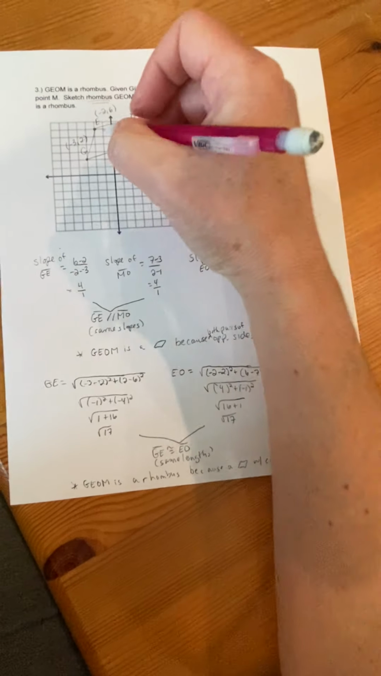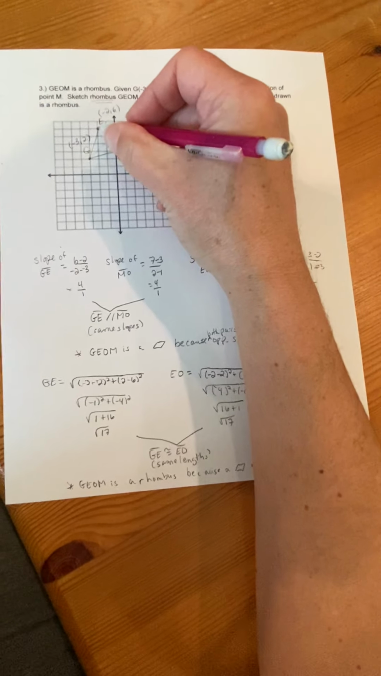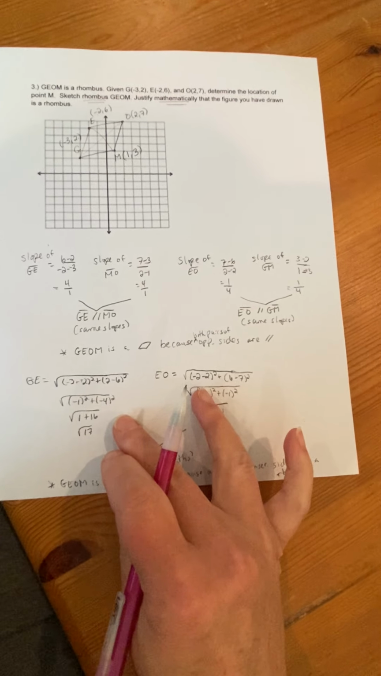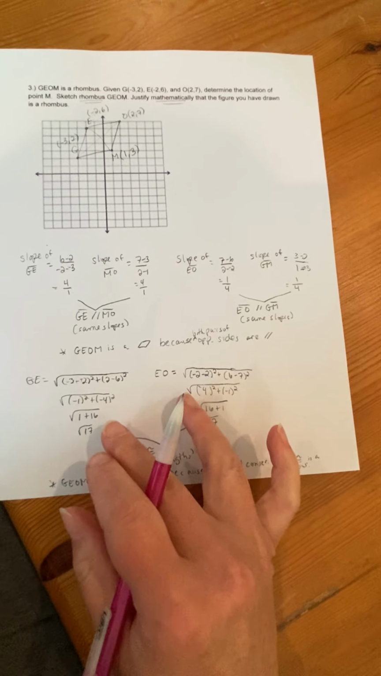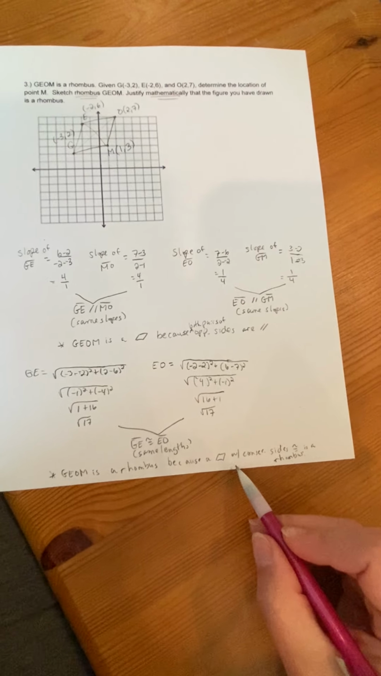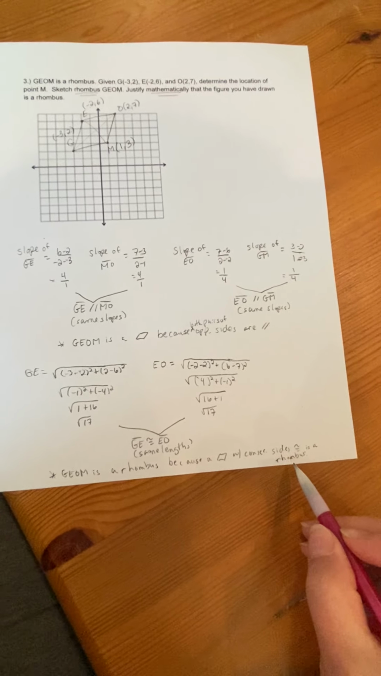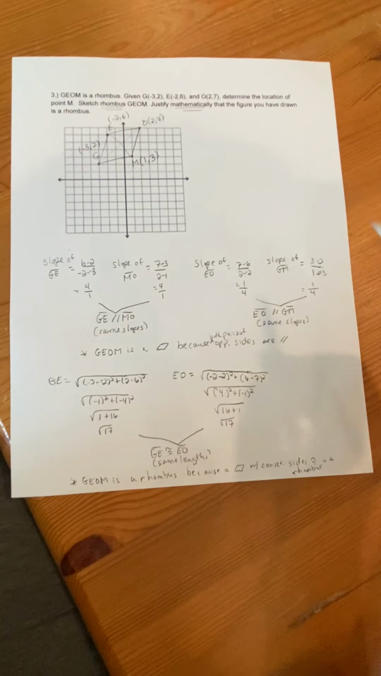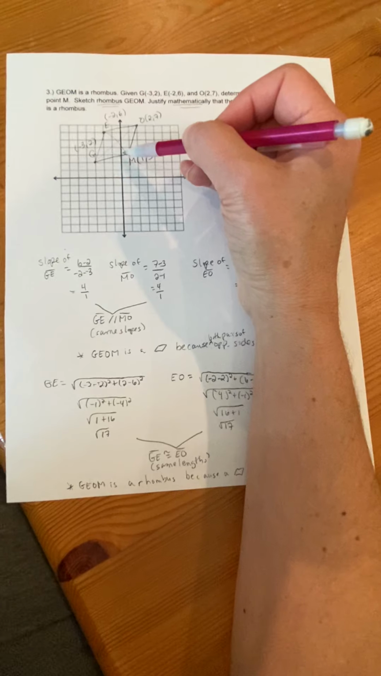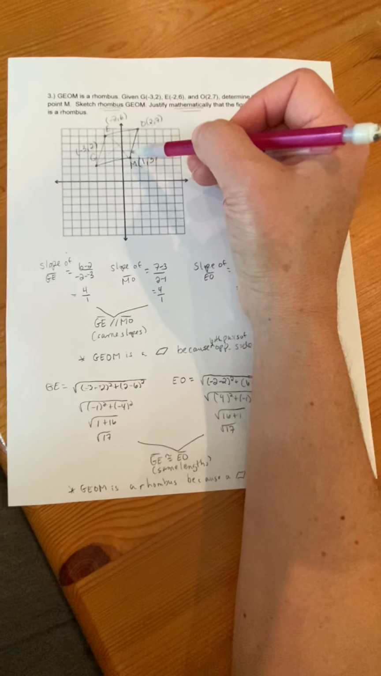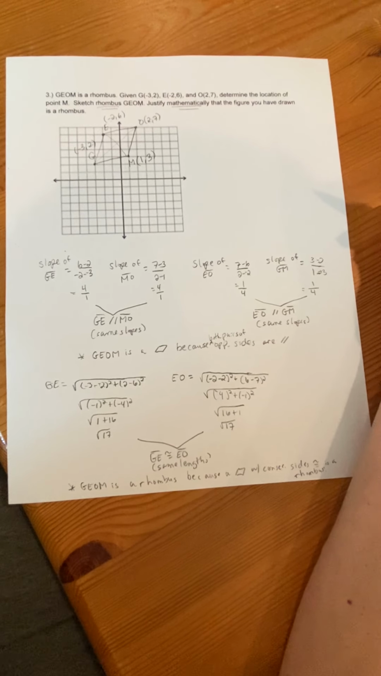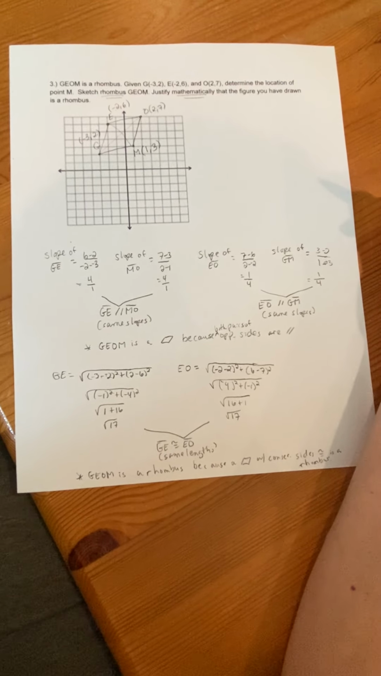You could have proven that the diagonals were perpendicular. Okay, so you could find the slopes of each diagonal, and you could have shown that they were perpendicular diagonals by having negative reciprocal slopes, and then you would say GEOM is a rhombus because a parallelogram with perpendicular diagonals is a rhombus, okay? What you also could have done is proven that all four sides were congruent to each other, okay? So you would find the lengths of all four of the sides, and then automatically that would have to be a rhombus, because anytime you have a quadrilateral with four congruent sides, that's automatically a rhombus.